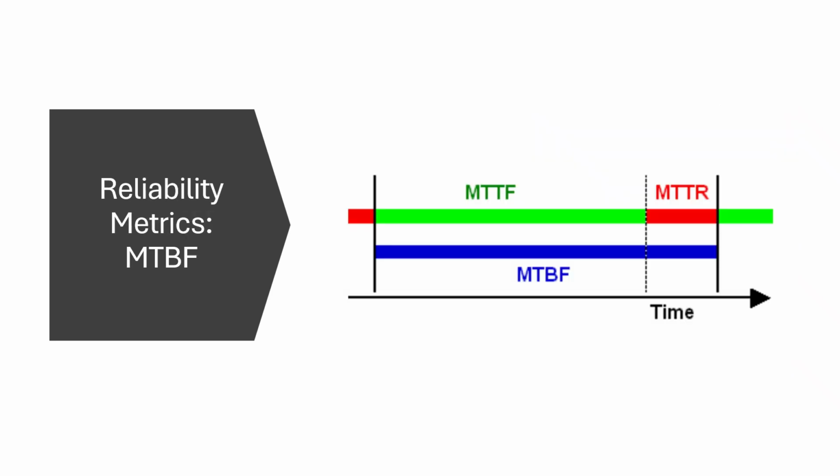Apart from measuring product quality on delivery, it is important to estimate the time it will take until it fails. Mean time between failures, MTBF, is the total operational time divided by the total number of failures. MTTR is the mean time to repair.